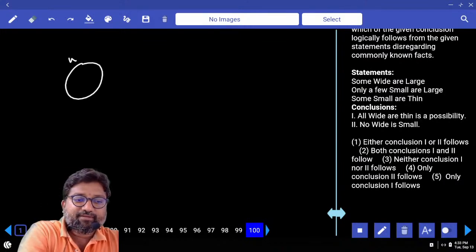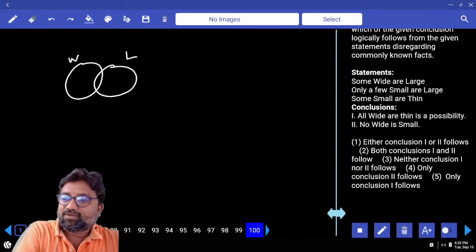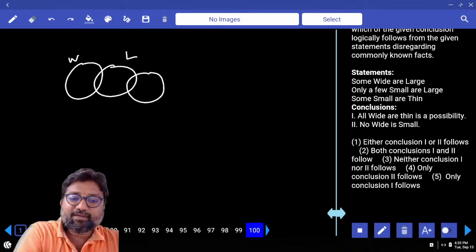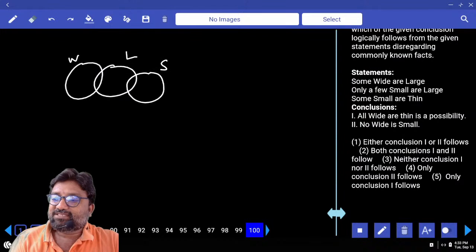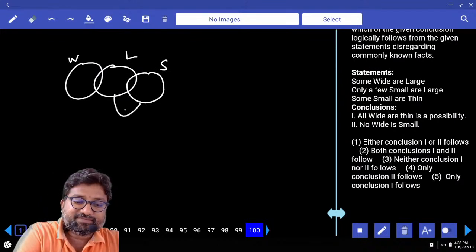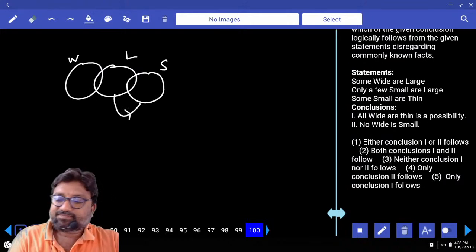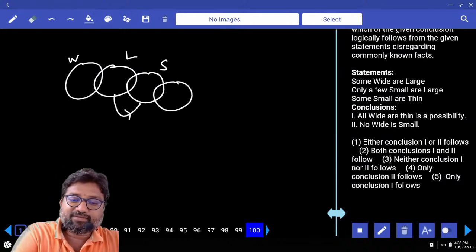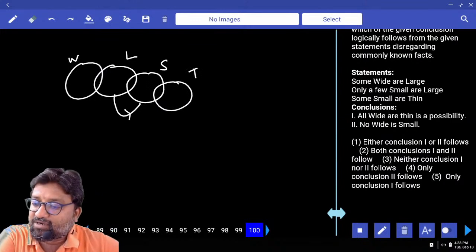A few are wide. Large, the arrow mark from B to A. What is B? All are. First conclusion: all wide are thin.